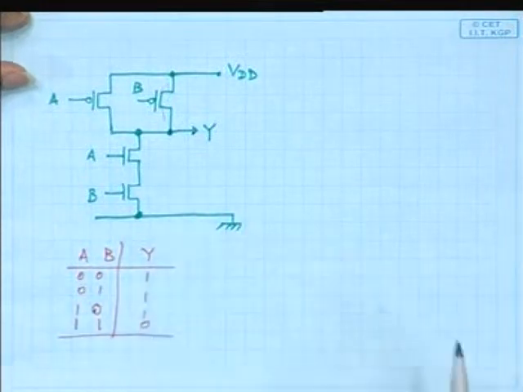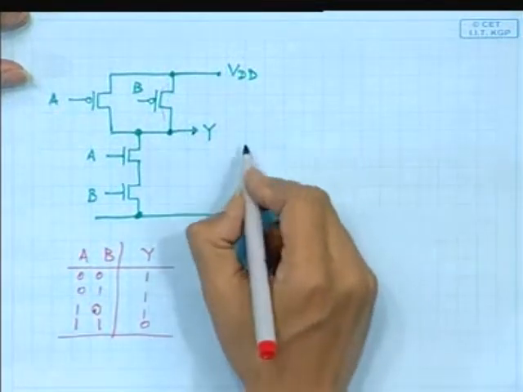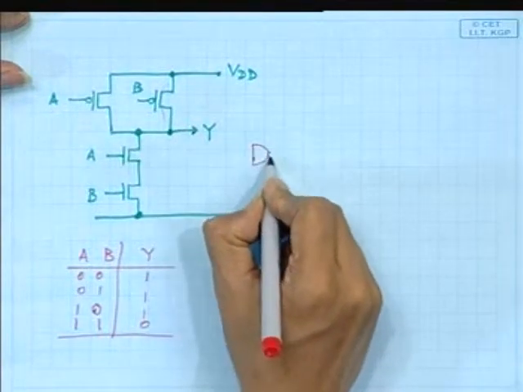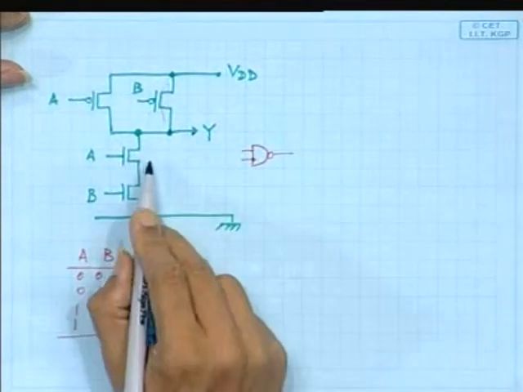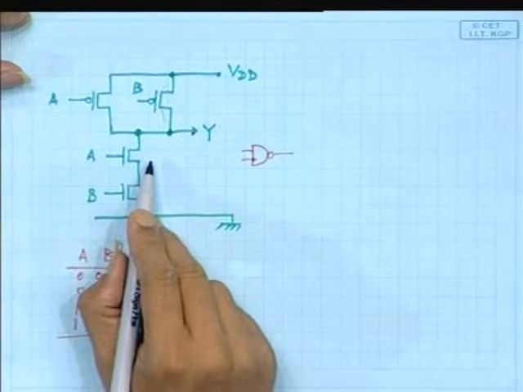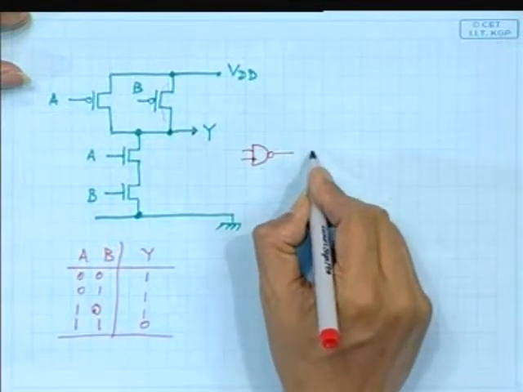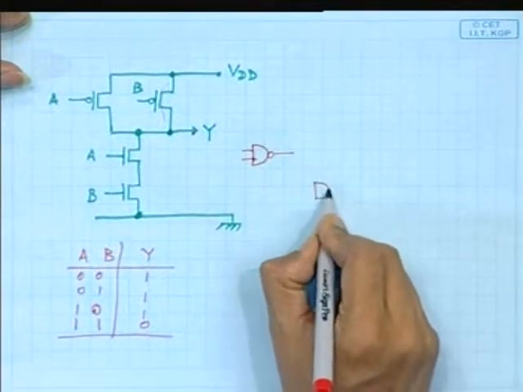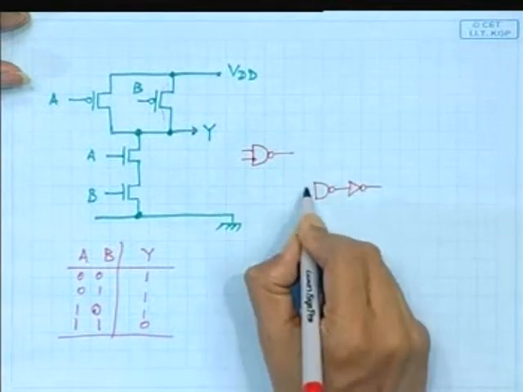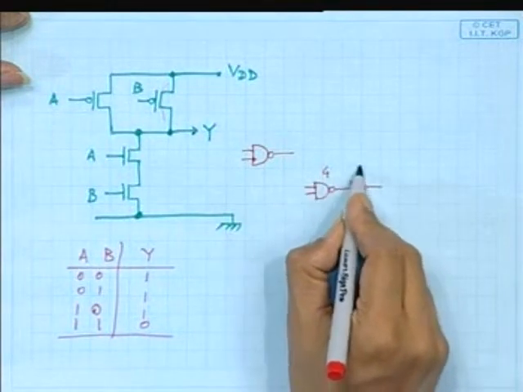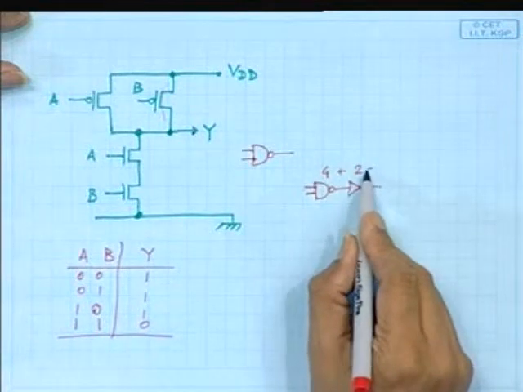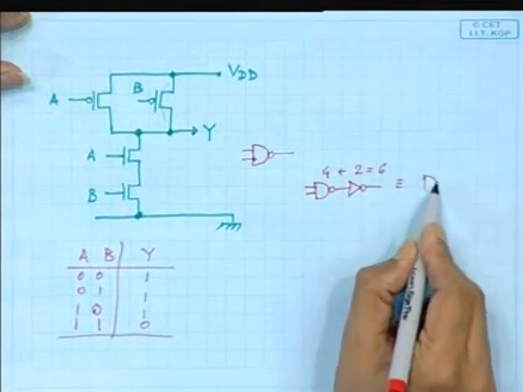So, what is this gate? This is just the opposite of AND. So, it will be a NAND gate. So, a NAND gate requires only 4 transistors. Now, if you follow the NAND with an inverter, then it will become an AND. So, NAND gate is 4, inverter is 2. So, 4 plus 2 is 6, that is for an AND gate.